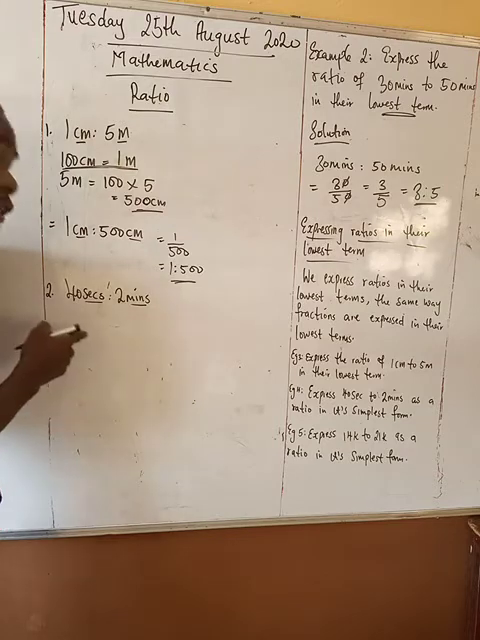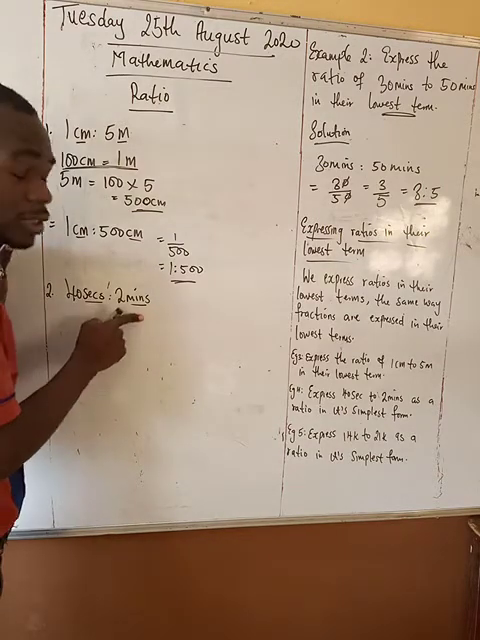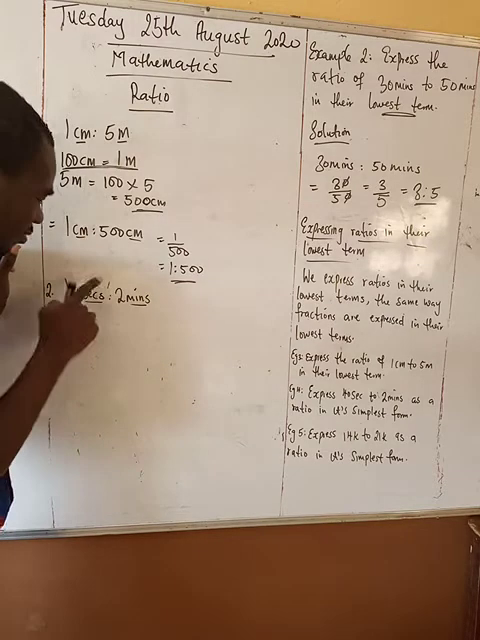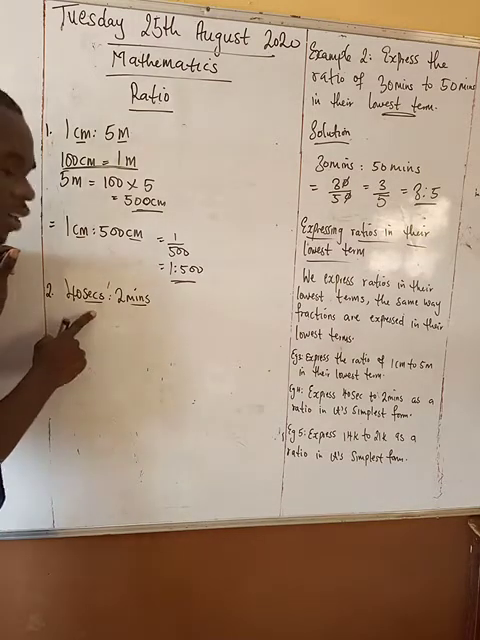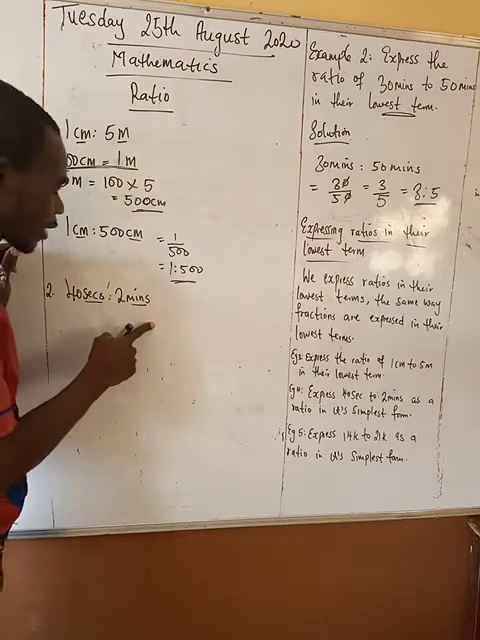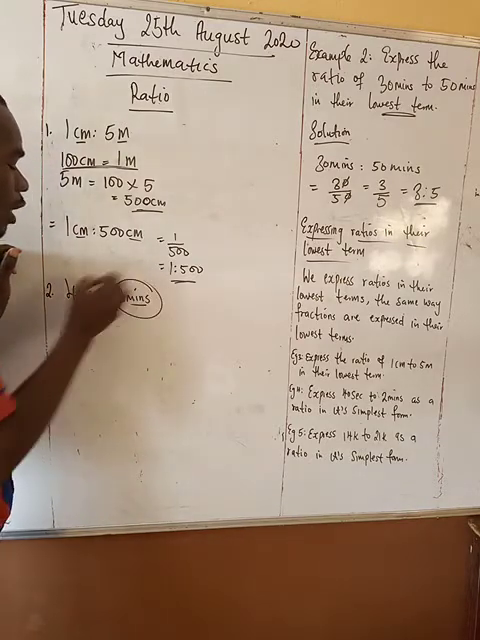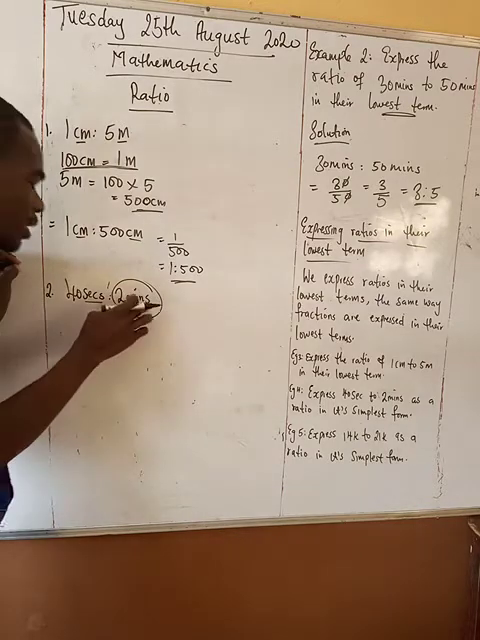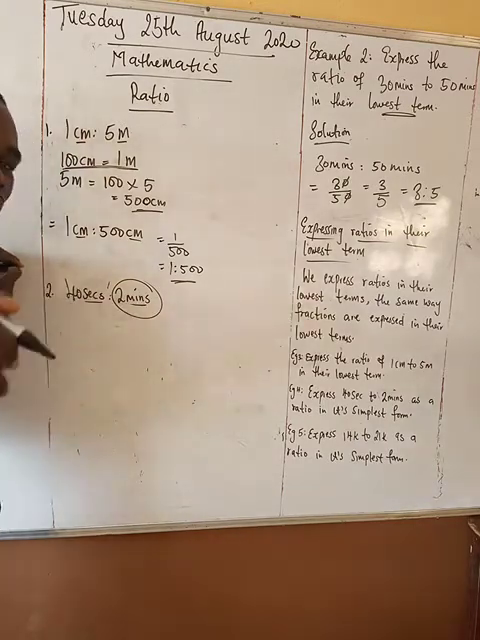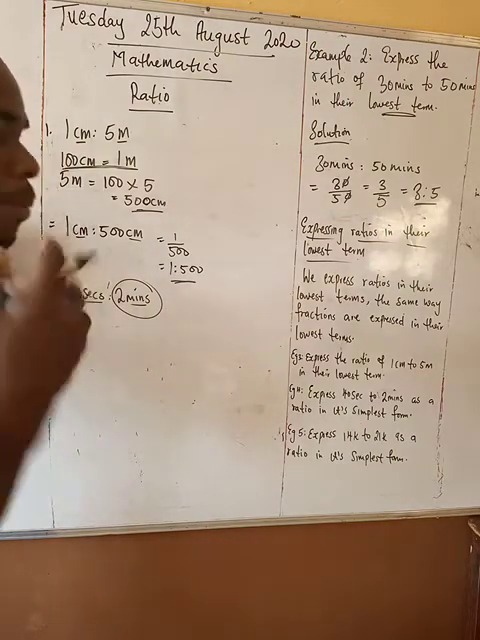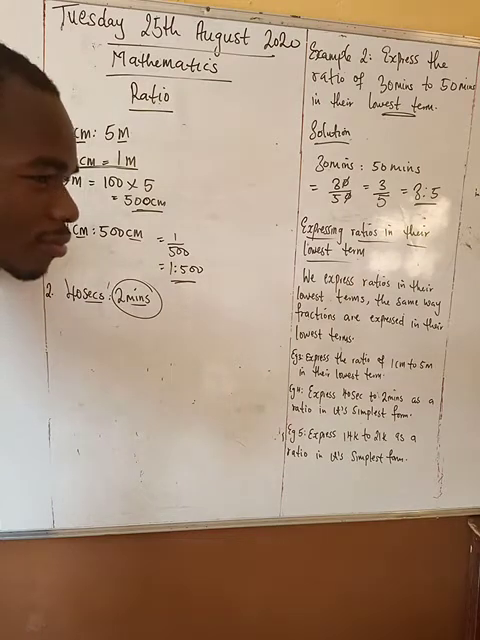So which is the lesser unit here? Seconds or minutes? Guess. Exactly, seconds. Seconds is the lesser unit. So you have to make both of them the lesser unit. That means the 2 minutes we are going to change to the lesser unit. And for you to be able to change minutes to seconds, you have to know how many seconds make 1 minute. I want to hear you. How many seconds make 1 minute?